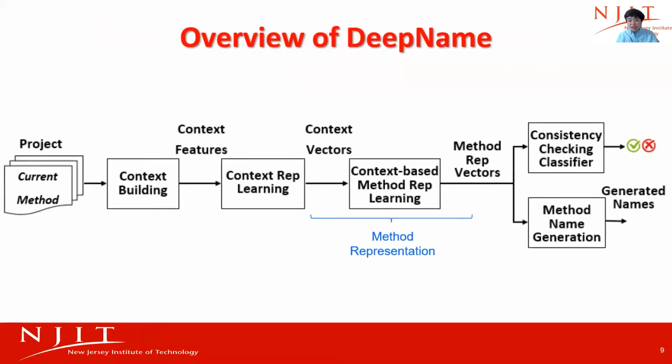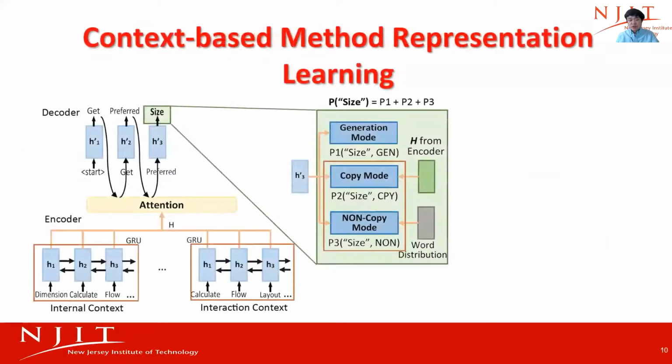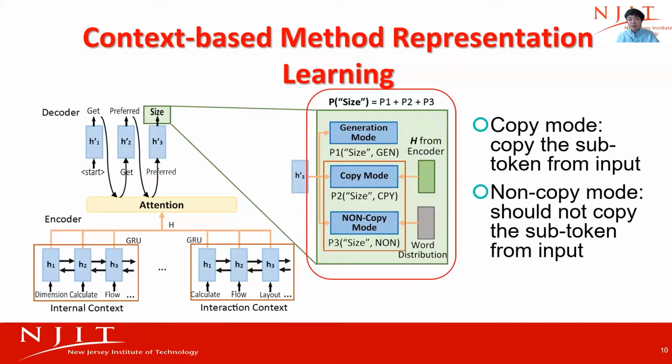In the method representation step, we use the sequence-to-sequence framework to learn the method representation vector. First of all, we use the four types of context as input and put several GRUs as the encoders for the sequence-to-sequence framework. And then we have the decoders to generate the method representation vector. In this step, we also apply the copy and the non-copy mode.